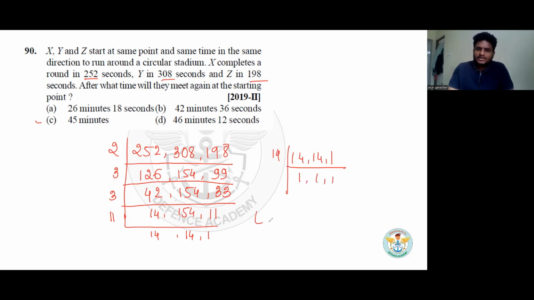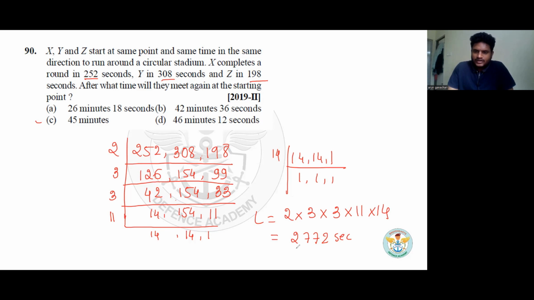What is the LCM now? LCM is 2 into 3 into 3 into 11 into 14. Yes or no? So what is the product of 2 into 3 into 3 into 11 into 14? What will it be? Multiply it and see. How much will this be? 2772 seconds. Option D, sir. Option D.